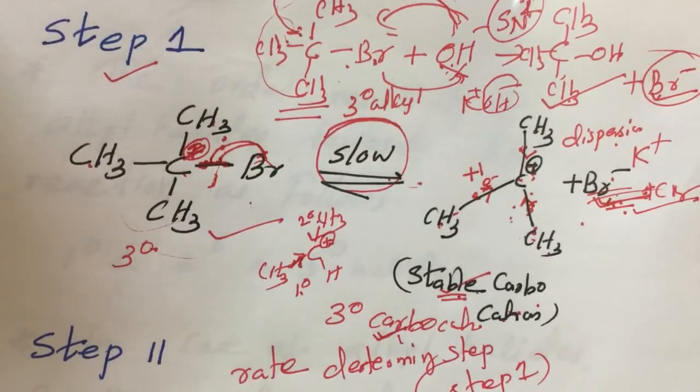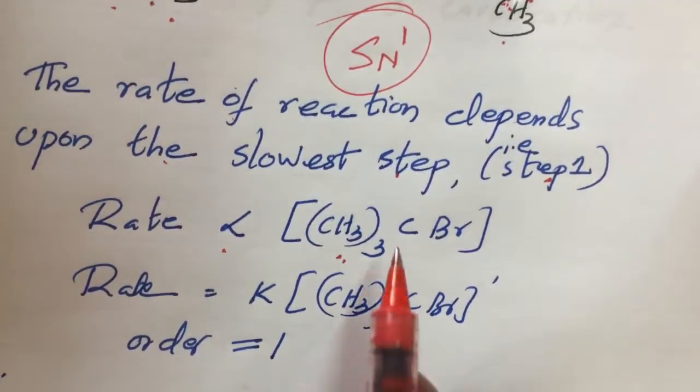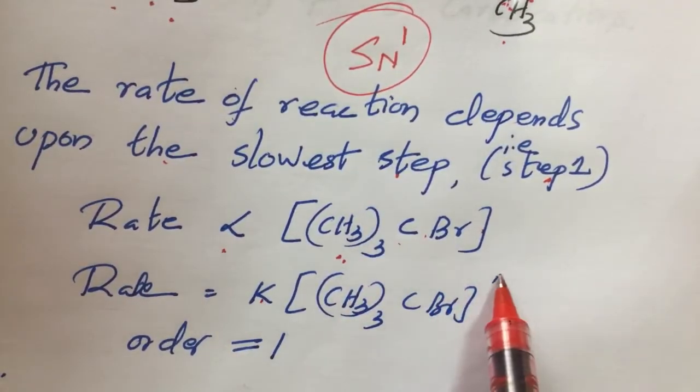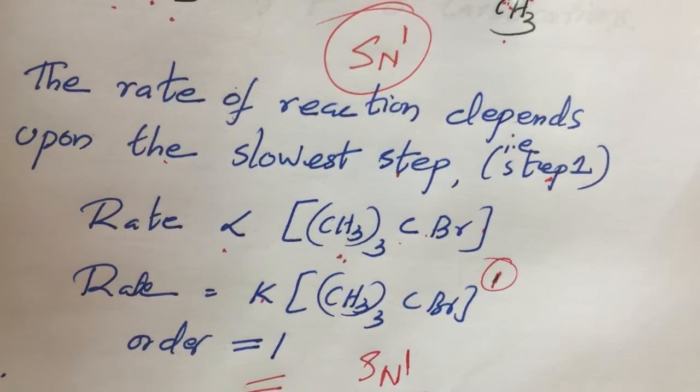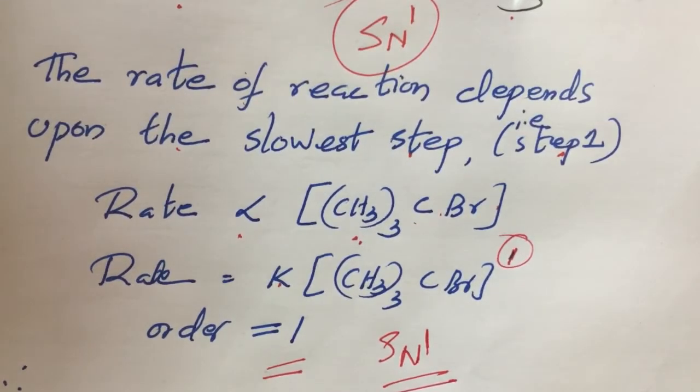So write this reaction rate in terms of CH3CCBr alone. Experimentally it is found that the order is equal to 1. So the reaction is called the SN1 mechanism. Clear? Okay.